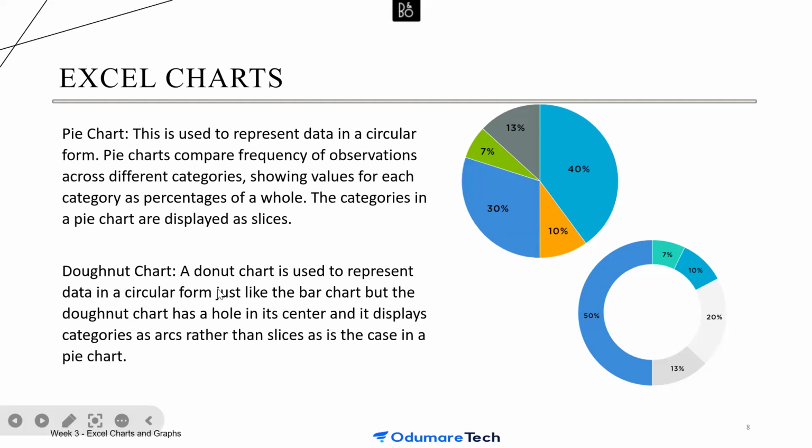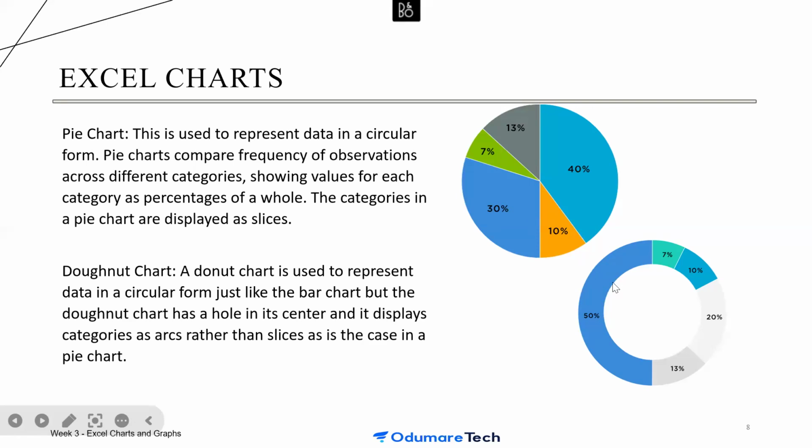Donut chart is used to represent data in circular form, just like the pie chart, and even like the bar chart also. But the donut chart has a hole in its center, and it displays categories as arcs rather than slices, as is the case in a pie chart. So now, these two are very similar, majorly pie chart and donut chart.